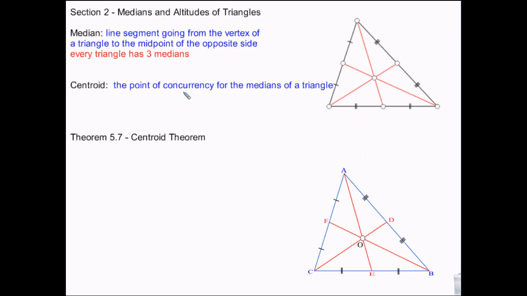And then the centroid is the point of concurrency for the medians. So all of the medians will meet at a single point. And that point right here is the centroid.